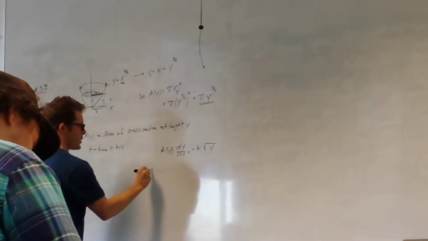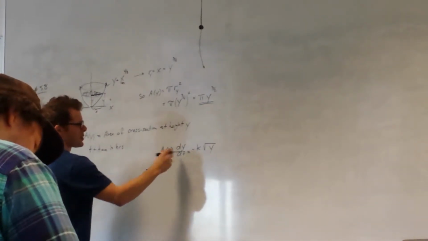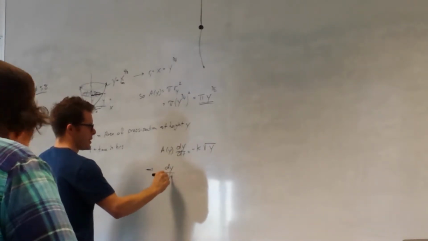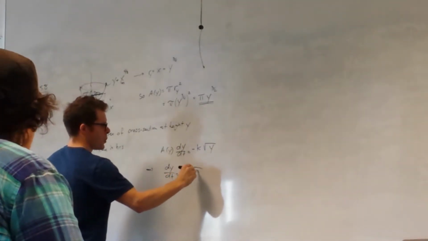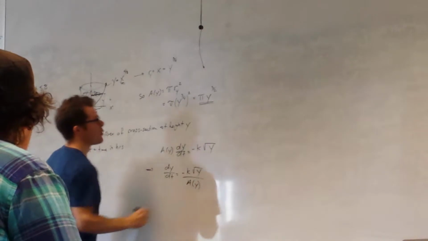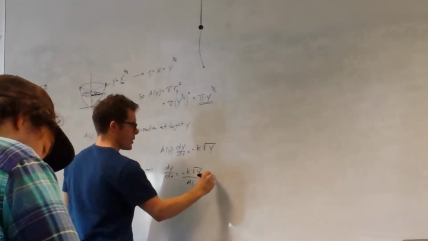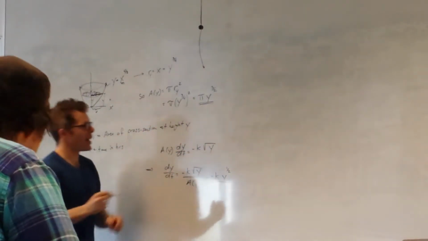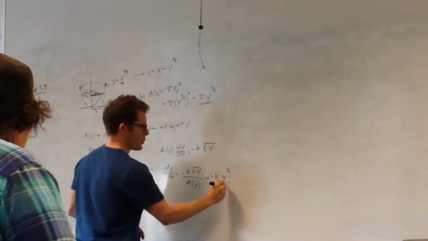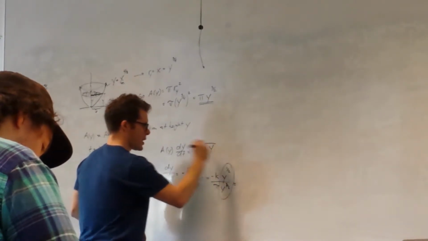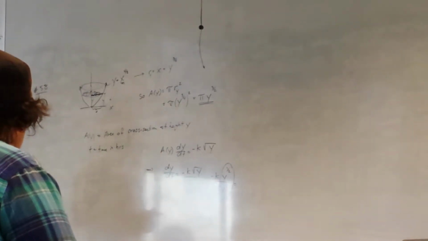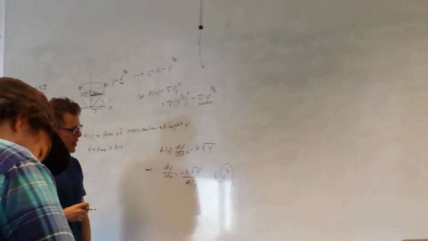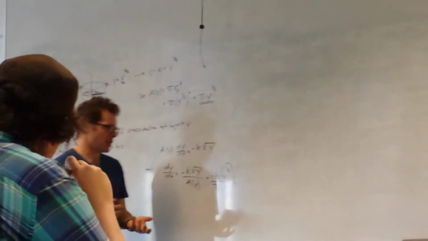Okay, so this law would become, I can just divide both sides by A of y. Another way of writing it, dy/dt equals negative k root y over A of y. So now we're going to use more exponent properties: y to the 1/2, and A of y is pi y to the 3/2. And then how do I handle these powers of y in the numerator and denominator? Subtract the power in the denominator. 1/2 minus 3/2 is negative 2/2, negative 1.